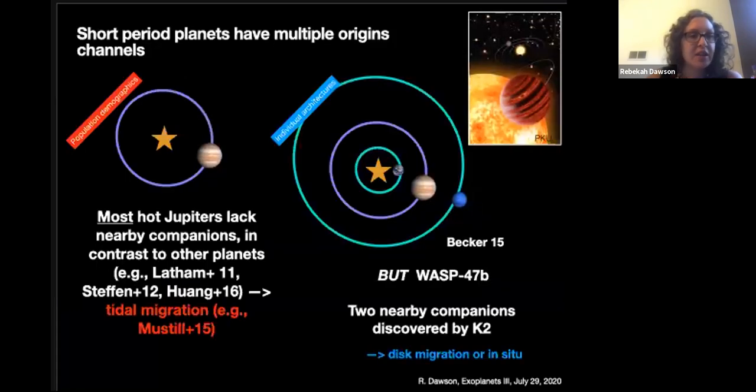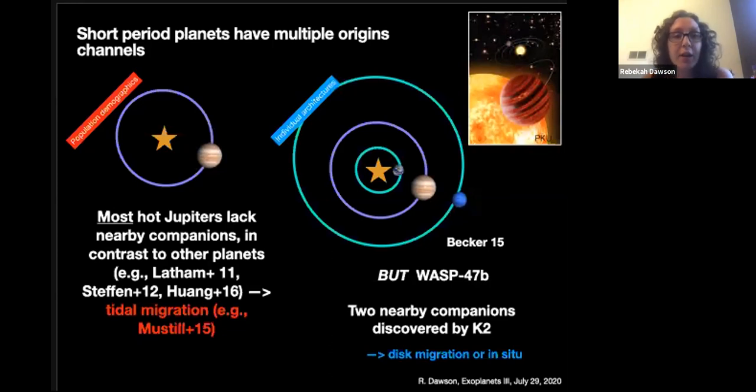Population demographic studies have taught us that most hot Jupiters lack nearby companions, making them very different from other types of planets. And this is very consistent with that tidal migration scenario, because as a giant planet is tidally migrating, it would wipe out or eject any other planets along the way, leaving it all alone.